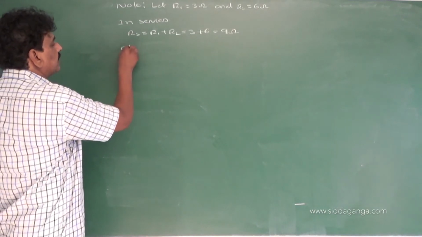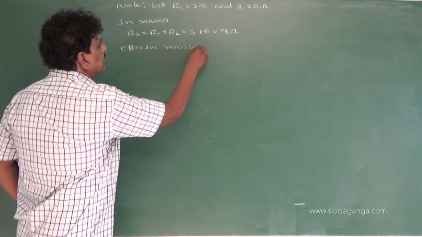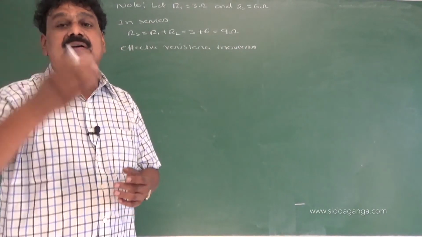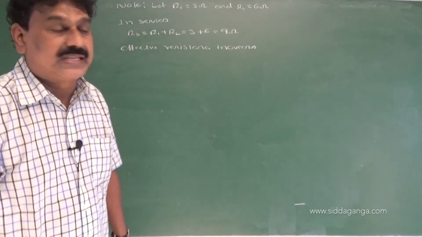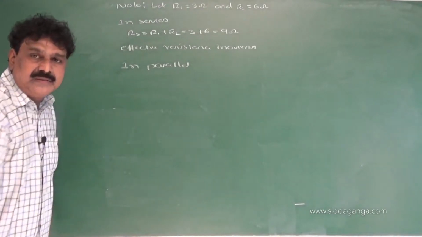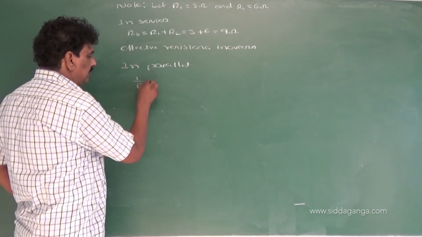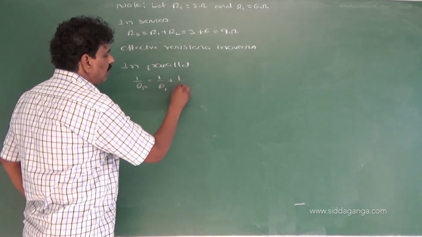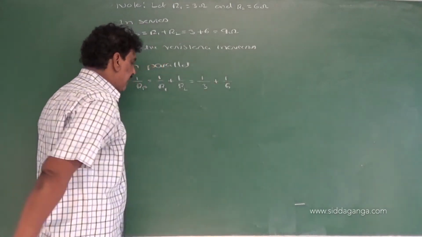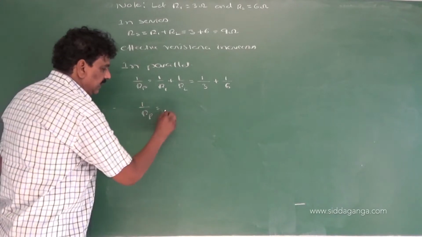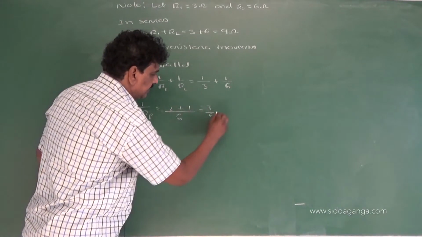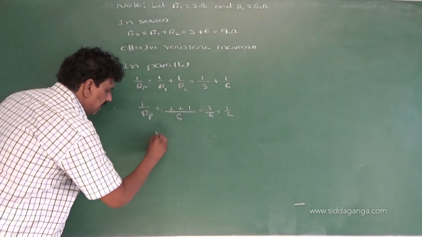So in series combination, effective resistance increases. So whenever we are having smaller values of resistors and we need a higher value of resistance in a circuit, they can be used in series combination. Suppose if the two resistors are connected in parallel, then 1 by Rp is equal to 1 by R1 plus 1 by R2. That is equal to 1 by 3 plus 1 by 6. Or 1 by Rp is equal to, taking 6 LCM, this is 2 plus 1. That is 3 by 6. That is 1 by 2. Right? Therefore, Rp is equal to 2 ohm.